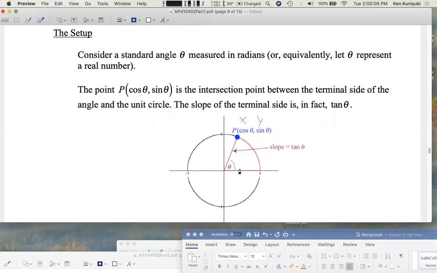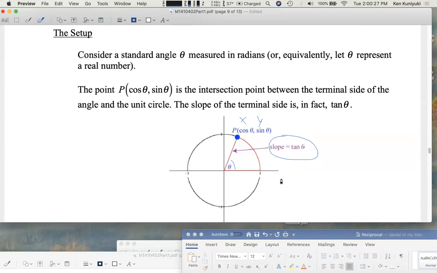It's very convenient. Oh, and an extra bonus, something that many of you didn't know, the slope of that terminal side is tangent of theta. Tangent is slope. That's a big breakthrough I got from a student one time, and it's still stuck with me. It's a great way of looking at tangent. Tangent is slope.